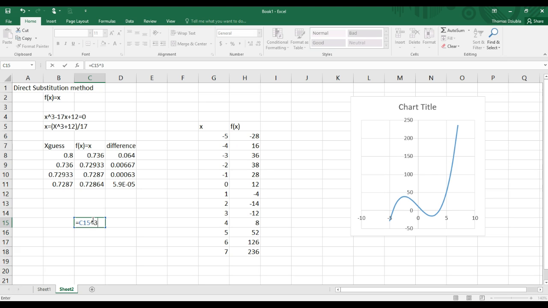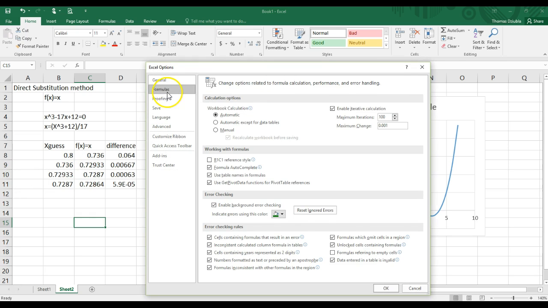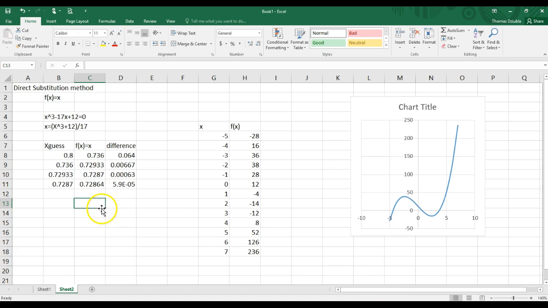cubed plus 12 F2, let's fix this, divided by 17, and you'll notice in one fell swoop it has converged to the answer that we have gotten above. Very useful and convenient, but oftentimes it's another thing you might not want to leave enabled. So whenever you do use that, you can go ahead and turn it on and then go back and turn it off when you're done.